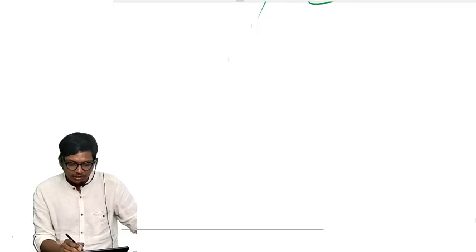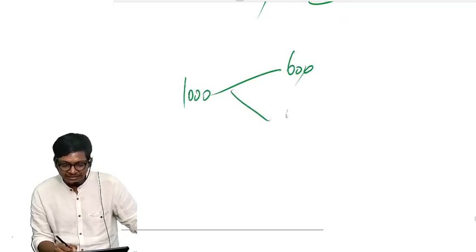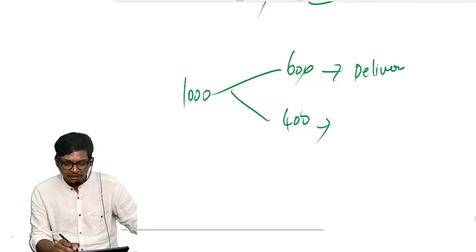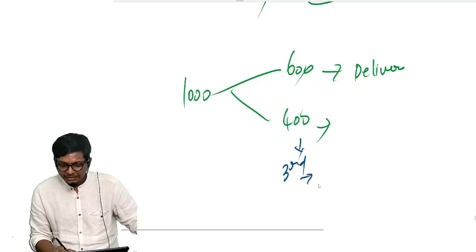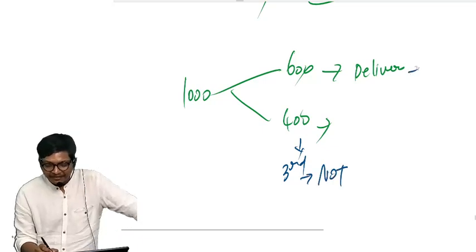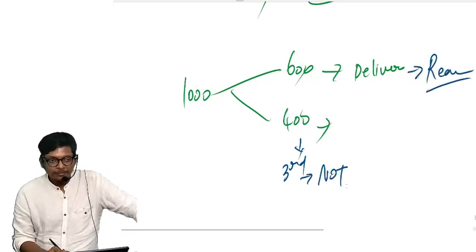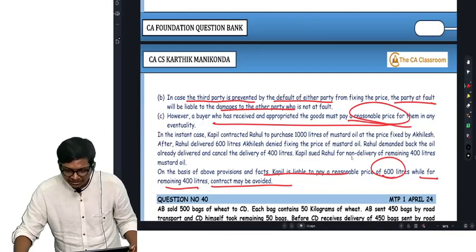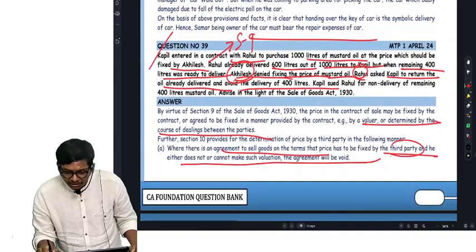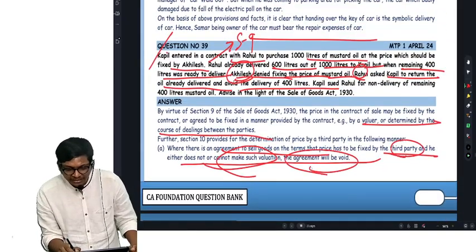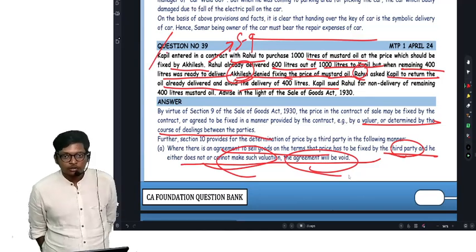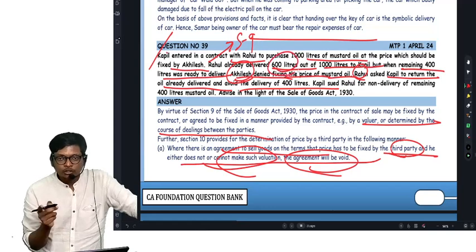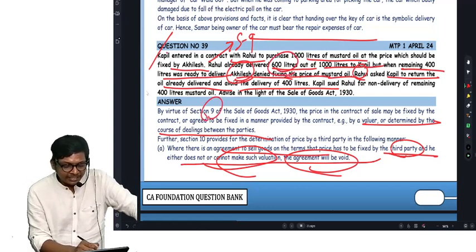Let me explain this. Contract here is for 1000 liters, 600 is already delivered, 400 not yet delivered. This is not delivered because the third party is not fixing the price. Delivered goods I will pay reasonable price. For this the contract will become void for this 400, because the same provision says, look at this, where the third party does not make valuation, agreement will be void. So if you don't make valuation, agreement becomes void. Here already 600 are delivered, so for that you will pay reasonable price. This is section 9, unit 1.